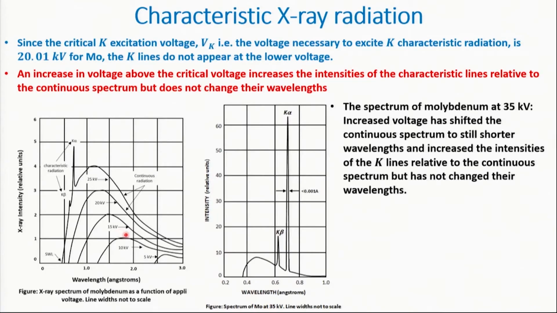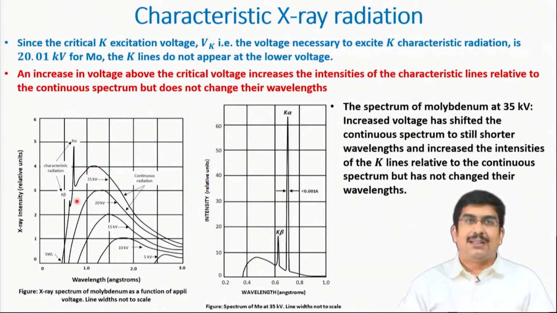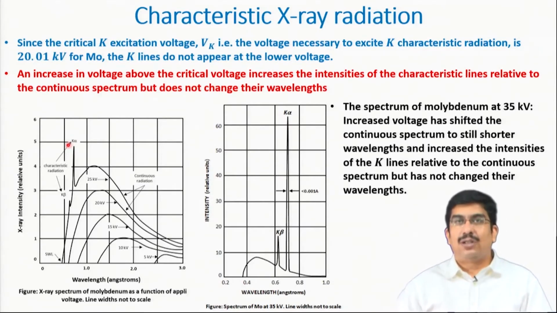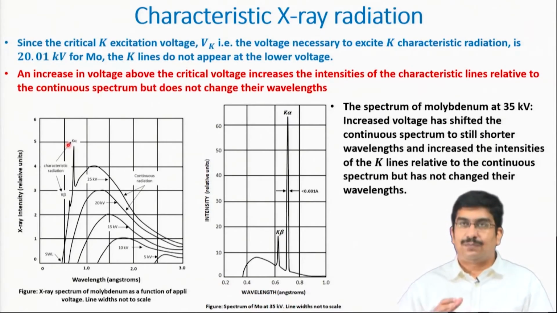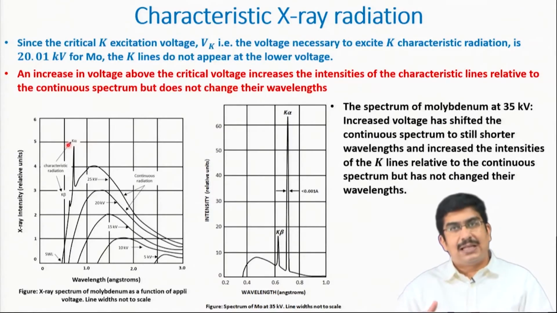So, we discussed how the characteristic X-ray radiation basically occurs over and above the continuous spectrum when the tube voltage is above a certain critical value, and how we get K alpha radiation, K beta radiation, etc. at a fixed wavelength. So, this critical excitation voltage Vk is basically the voltage necessary to excite K characteristic radiation, and this voltage depends strongly on the atomic structure, or on the element itself that is used as a target.